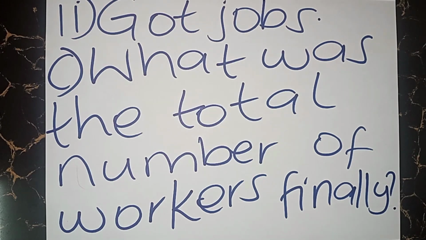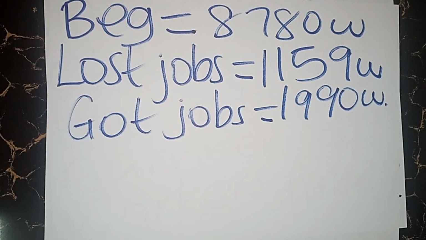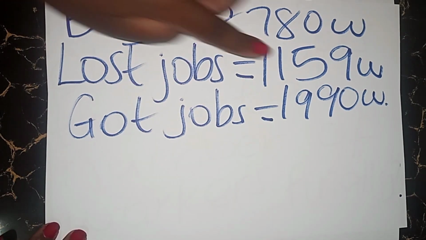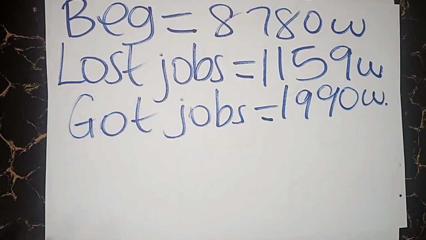For you to be able to get part C right, you need to have gotten part A and B right as well, because in order for us to calculate how many people made it to the end, we need to know how many workers were there at the beginning and how many of them lost their jobs and how many were recruited. According to part A of the question, we know that there were 8,780 workers at the beginning. According to part B, we know that 1,159 lost their jobs and this got jobs.